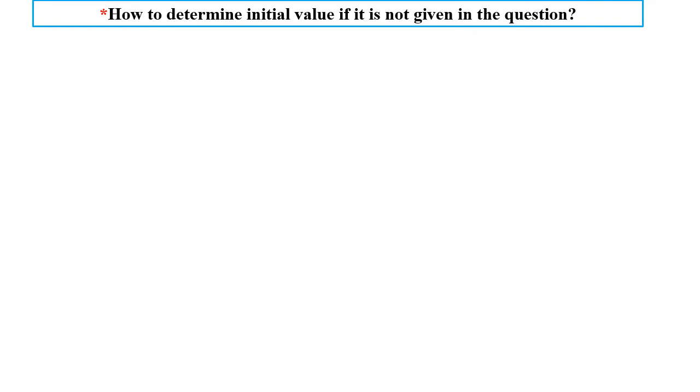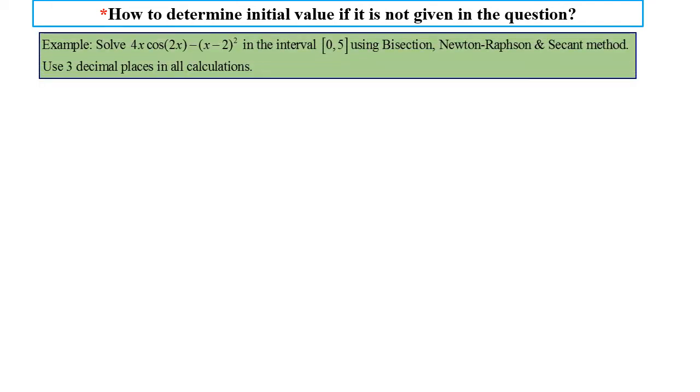This example, I want to share with you how you are going to determine the initial value if it is not given in the question. It happens, sometimes the question does not provide you the initial value. So let's say for this question, solve for x: cos 2x minus (x minus 2) squared in the interval [0, 5] using bisection, Newton-Raphson and secant method. You are given a big interval actually, 0 to 5.